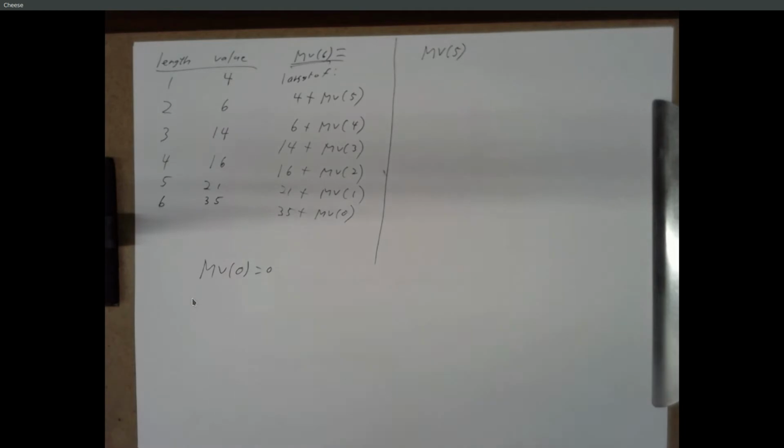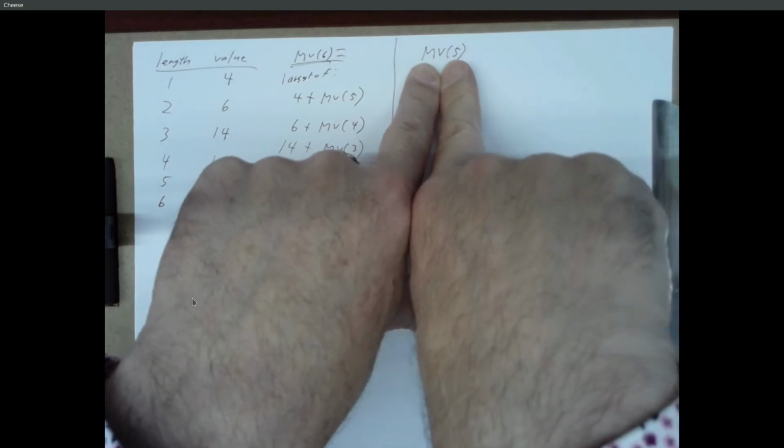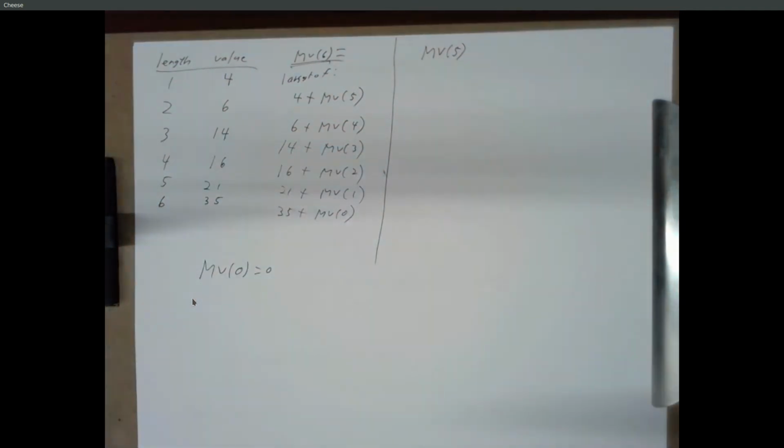So find a spot on the board, find some people to work with, and start by trying to find the expressions for max val of 5, and then work your way down to 4, 3, and 2, and 1. And let's see what we end up with.